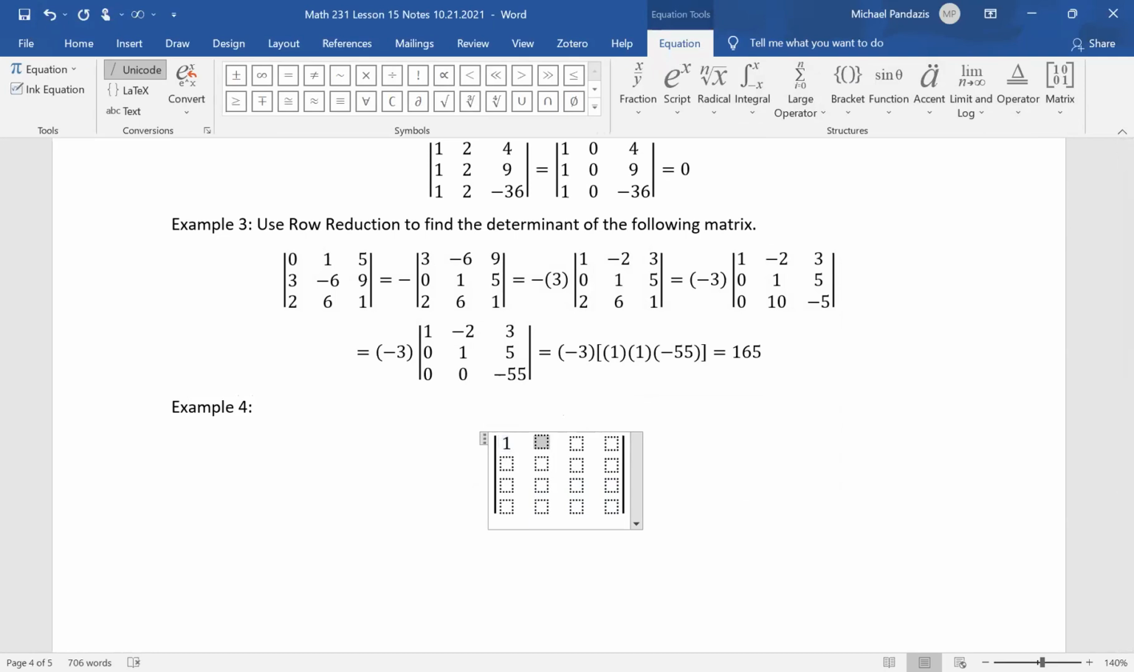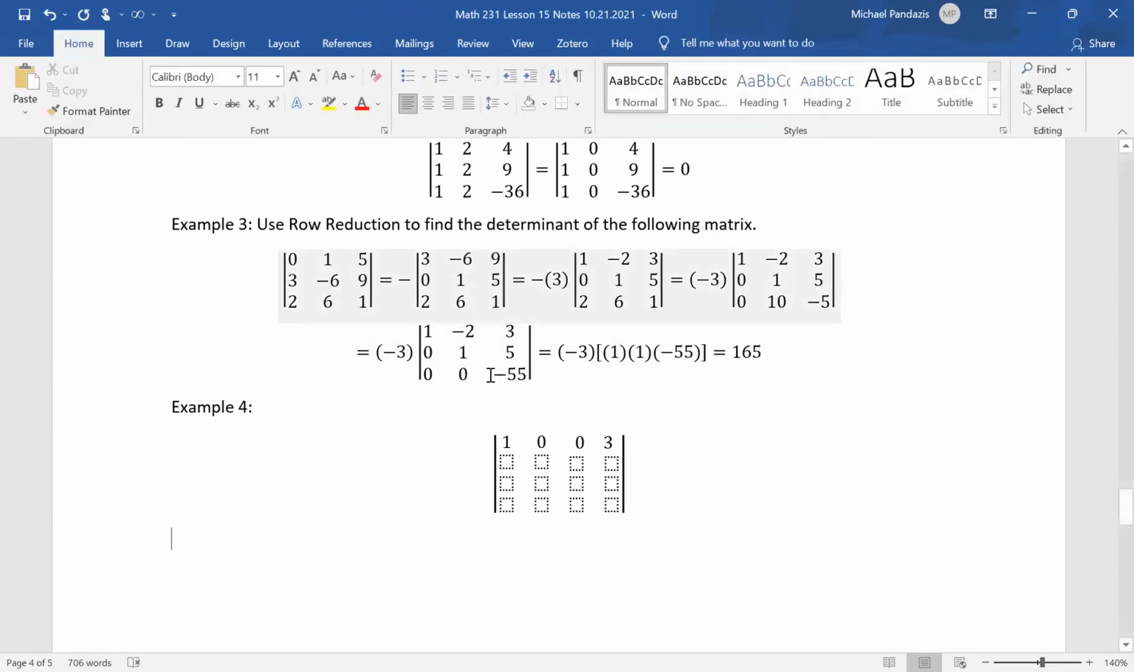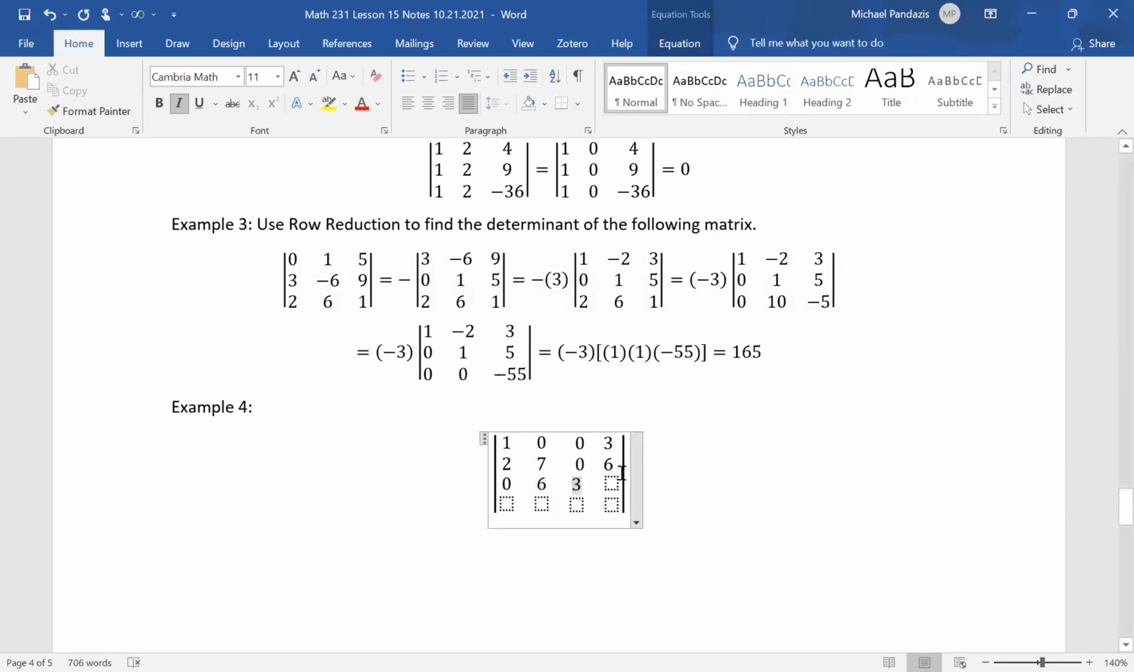So we have 1, 0, 0, 3. We have 2, 7, 0, 6. 0, 6, 3, 0. And then 7, 3, 1, -5.